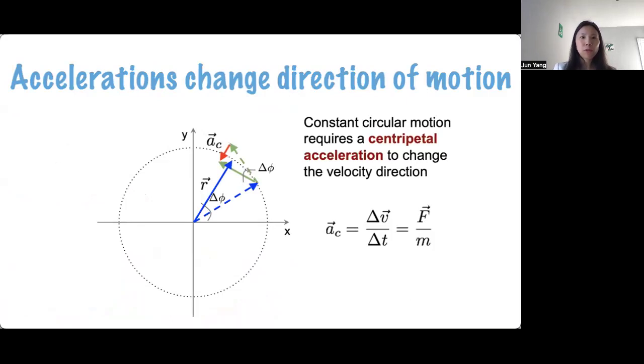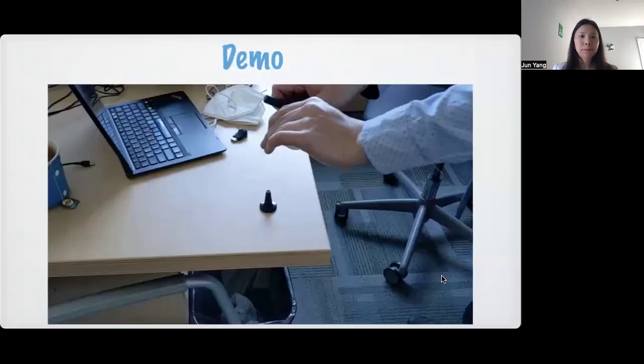Accelerations change the direction of motion. A constant circular motion requires a centripetal acceleration, a change in the direction of the velocity. If this is the original position, this is the radius r, and this is the original momentum. And later, this new r and the new momentum are shown in the solid line. So the red shows the change of the velocity, and the acceleration is the change of the velocity divided by delta t, which is also equal to the force divided by the mass.